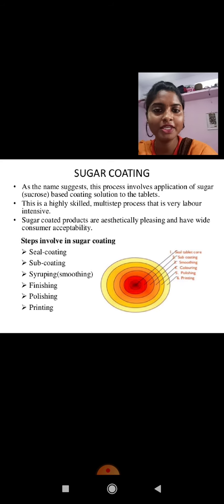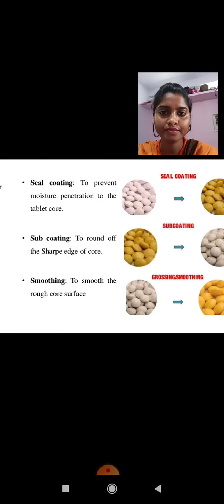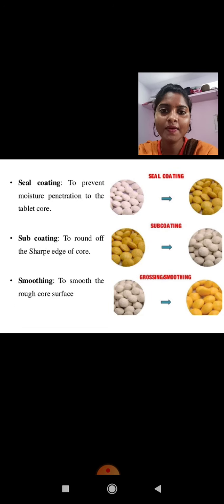What are the steps involved in the sugar coating? Seal coating, nothing but the sealing, and subcoating, syruping, and finishing, polishing, printing. Seal coating is done to prevent moisture penetration to the tablet core.